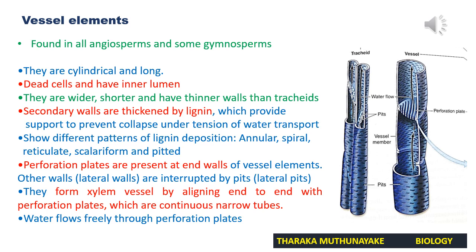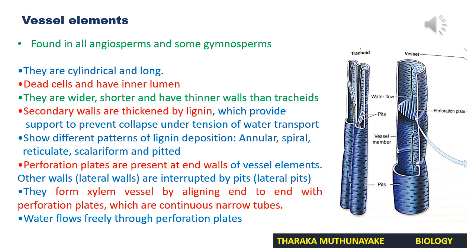We will move to structural features. First it says they are cylindrical and long. Look at the diagram given here. At your right hand side, you can observe vessel element. As you observe there, they are long and cylindrical cells. They are dead cells and have inner lumen. It is also clearly observed in the diagram because these have thick lignified secondary cell walls, therefore they are dead cells. Then they have inner lumen.